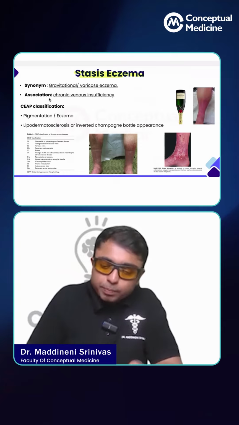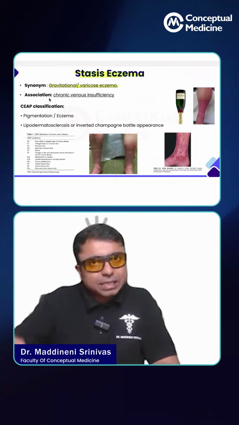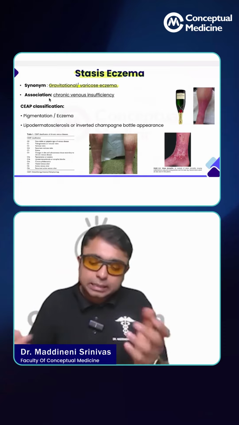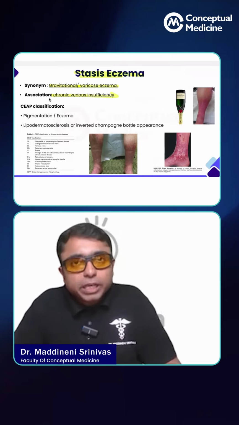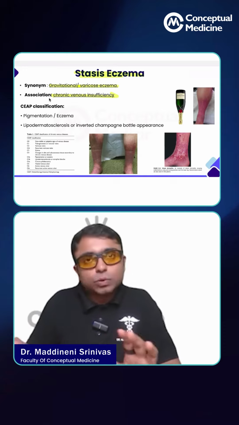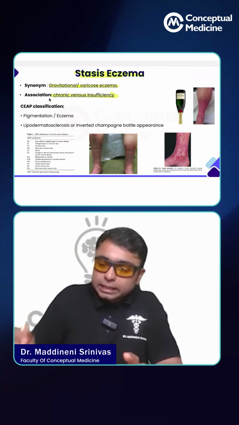This is also called gravitational or varicose eczema or dermatitis. Both are one and the same, and it is obviously associated with chronic venous insufficiency. So there will be a patient having varicose veins, and everything will be there in that picture of this leg.